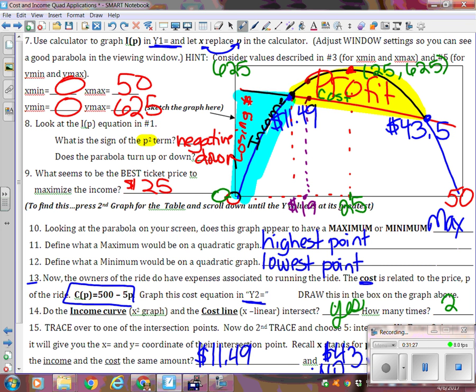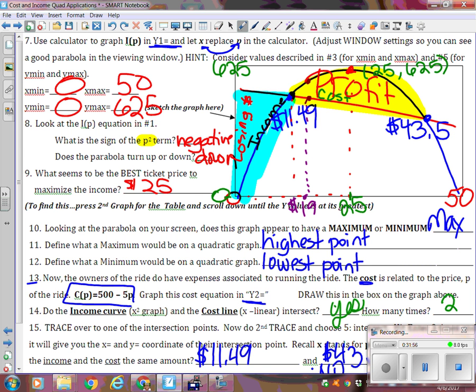$11.49. I'll break even if I charge $11.49. If I charge $11, I'm losing money. If I charge $10, I'm losing money. If I charge $5, I'm losing money. Anything less than $1.49, I'm losing money. Okay? What if I charge $28? Am I making some money? Yes. What if I charge $30? Yeah, maybe not making the most, but I'm making money.